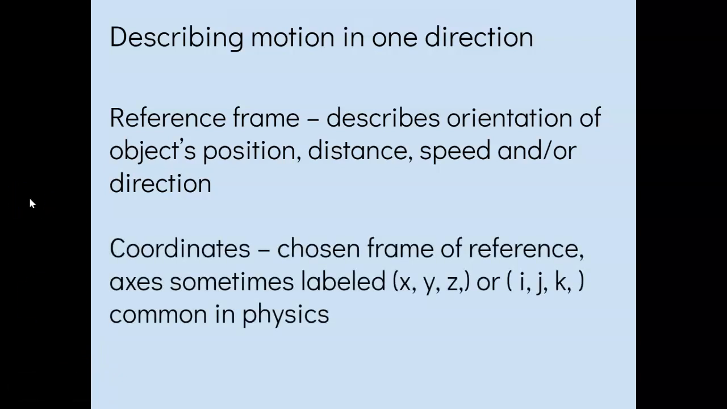Coordinates are a chosen frame of reference, and sometimes they're labeled as X, Y, Z, I, J, K. This is common in physics. So with physical science, this course is kind of a mix of both chemistry and physics concepts. We've done a lot of chemistry in the beginning of this course, and now we're getting into more physics with motion, things like that.